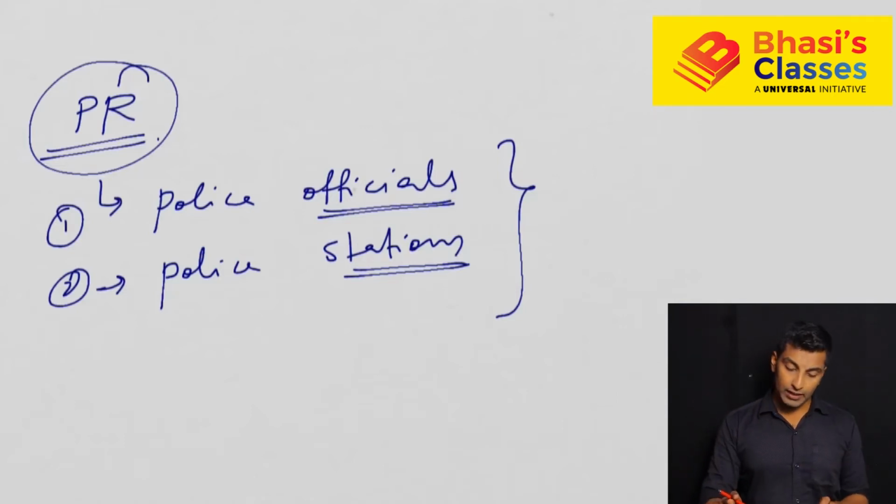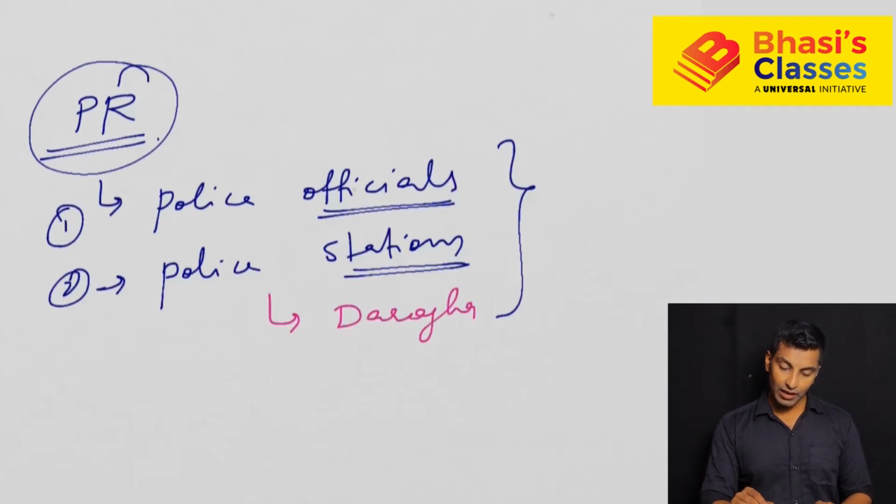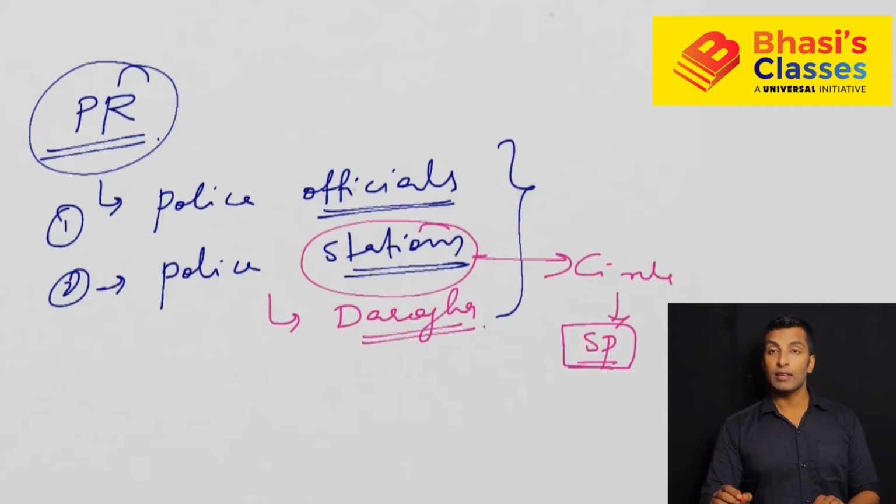Okay, and one more point is, this police station is headed by, present day, a sub inspector of police or inspector. So that time it was daroga. The same thing, only in North India, even now it is called daroga, right? So daroga. Now a number of police stations will form a circle, and this is headed by a superintendent of police, SP. So a number of police stations will be headed by a superintendent of police.